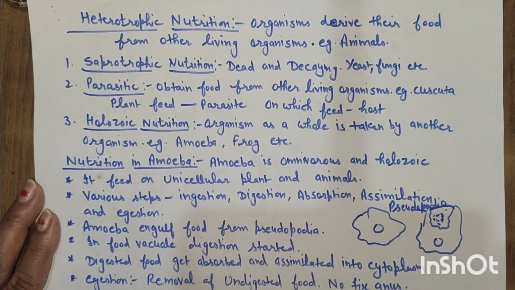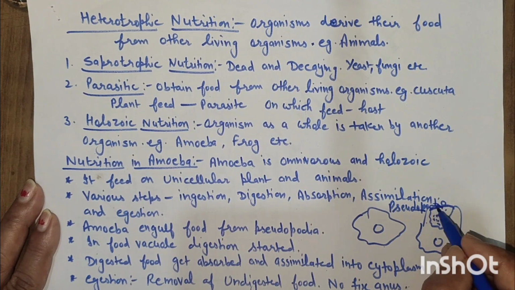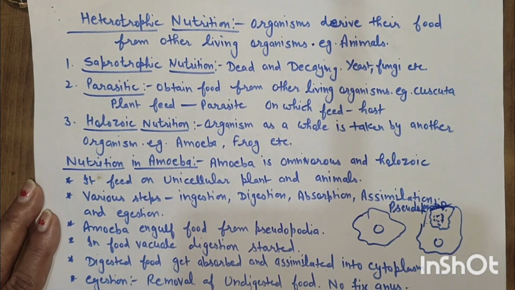The last step is egestion, removal of the undigested food. Here the food vacuole releases the undigested food through the membrane, and it comes out. There is no fixed organ like an anus.